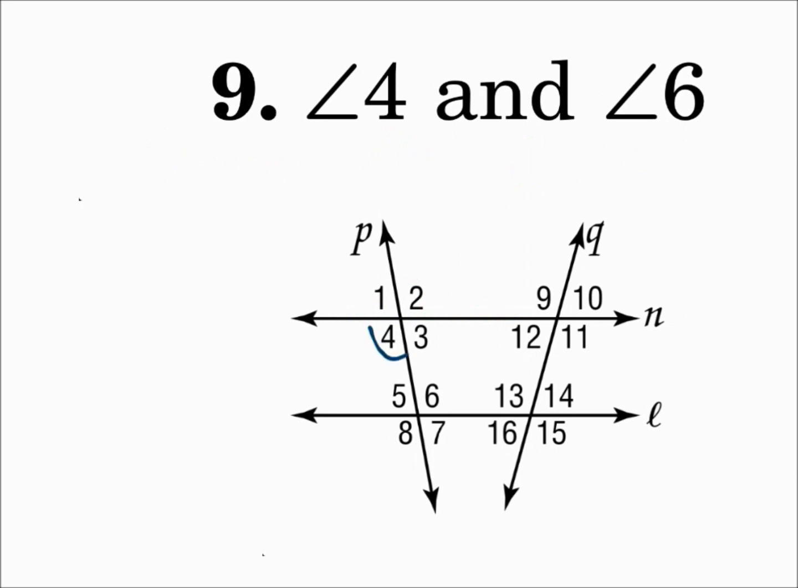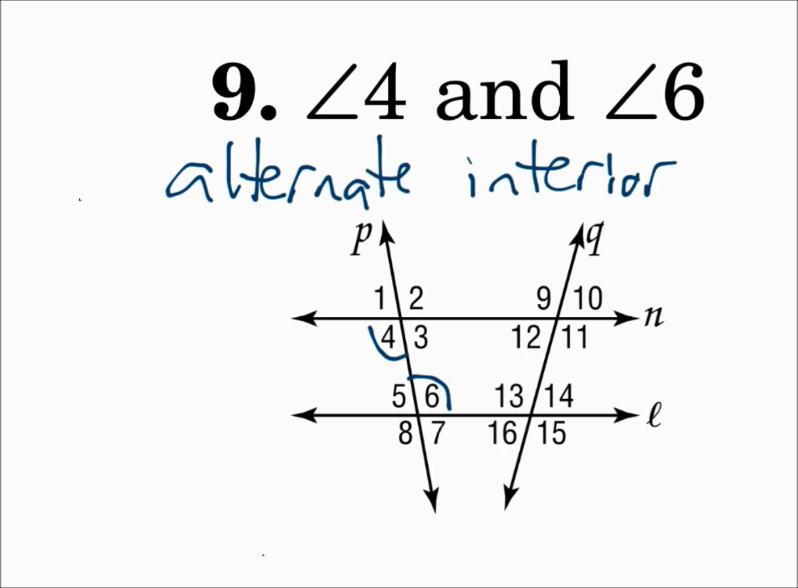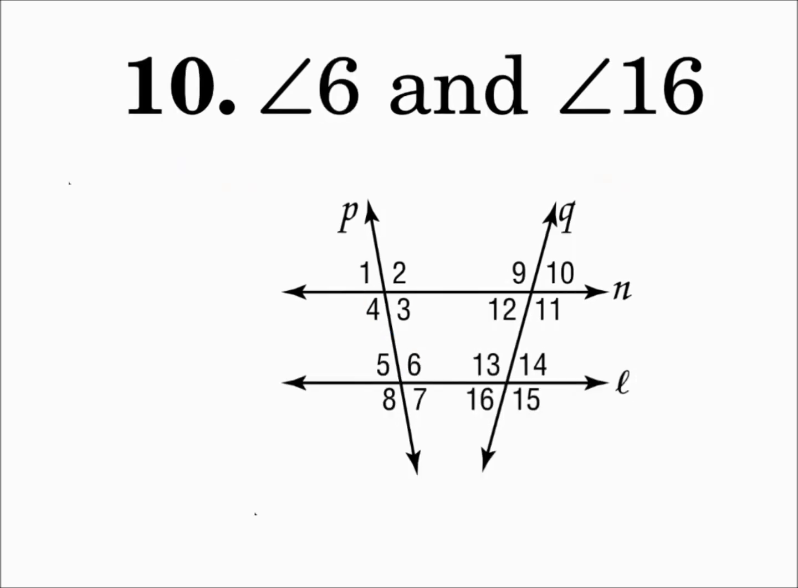Number 9, angle 4 and angle 6. Those are on transversal P, inside the two lines and on opposite corners. That's alternate interior angles. Opposite corners inside the two lines. Number 10, angle 6 and angle 16. Those are on transversal L, and they're in between the two lines on opposite corners. That's alternate interior angles.